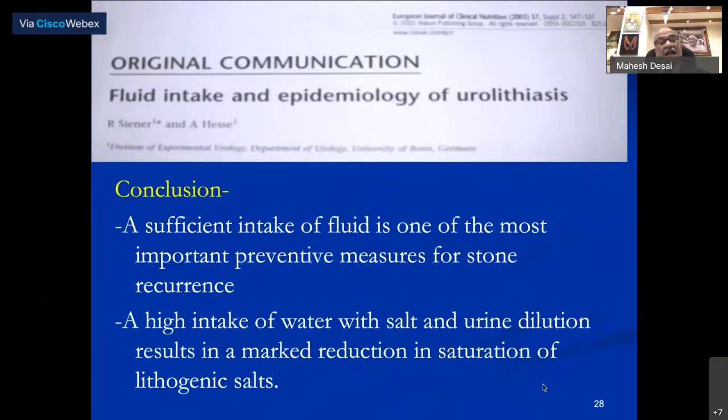Now, of course, this was a standard treatment. Sufficient intake of fluid was one of the most important preventive measures for stone recurrence, and high intake of water with urine dilution results in a marked reduction in the saturation of the lithogenic salt. And this has been standard practice, which we've been doing.